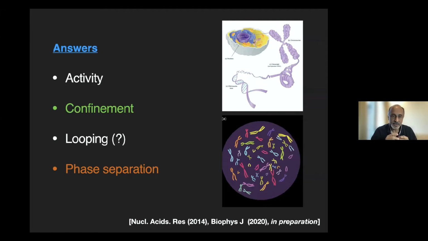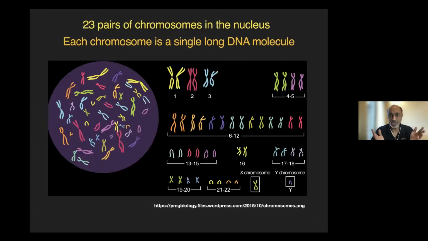And the answer is that you need a combination of activity, confinement, looping, which may be less important, the looping of chromosomes. And the last point is something called phase separation in this context, which I will explain as we go along. And so let me just remind you of some bare facts that you might need to remember.